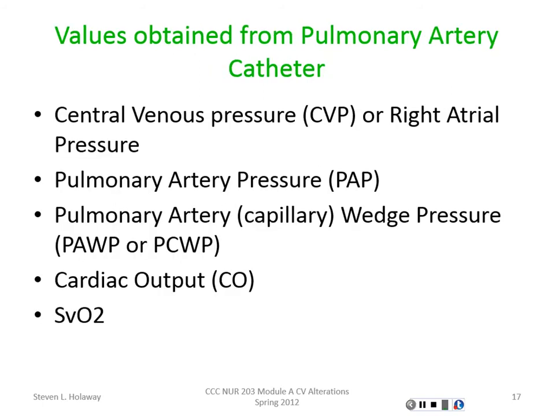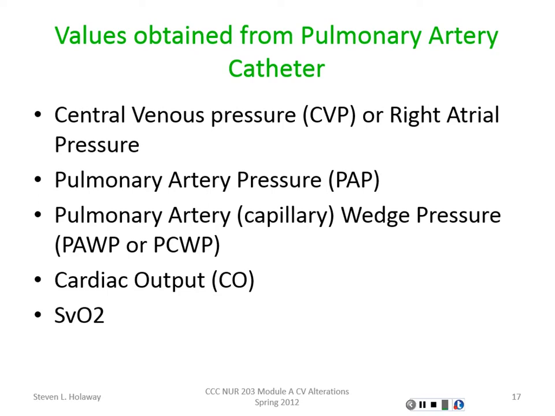This is all you can get. These are the values you can get from this one little catheter, okay? You can measure a central venous pressure. Central venous pressure is going to be measured through the blue port. The end of this port actually lays in the right atrium, and that's where you get your CVP reading from.